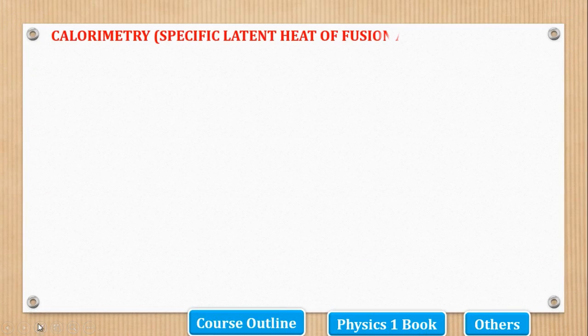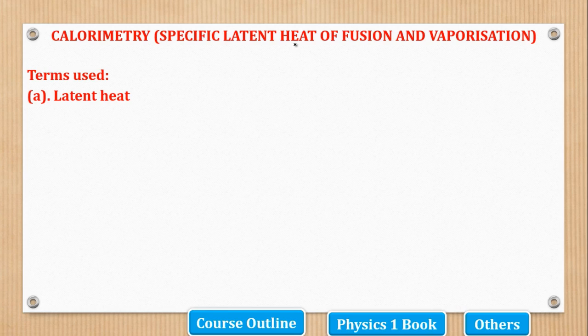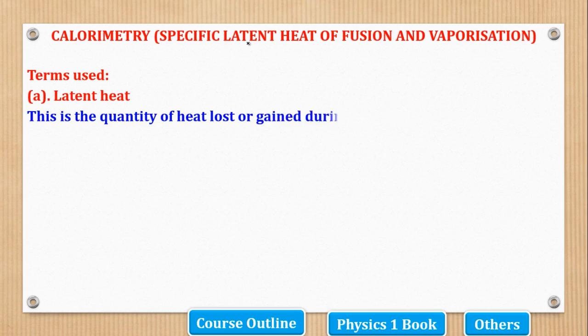So let's start our topic of calorimetry, and we're interested in specific latent heat of fusion and vaporization. We shall first look at the terms we shall be using in this video. Remember, our interest is the calculation part of it, but before we do the calculations, we need some of the theoretical part. So let's first begin with the terms which will be frequently used in this video.